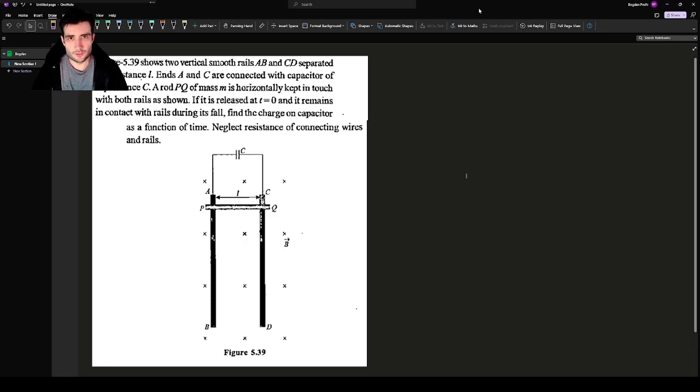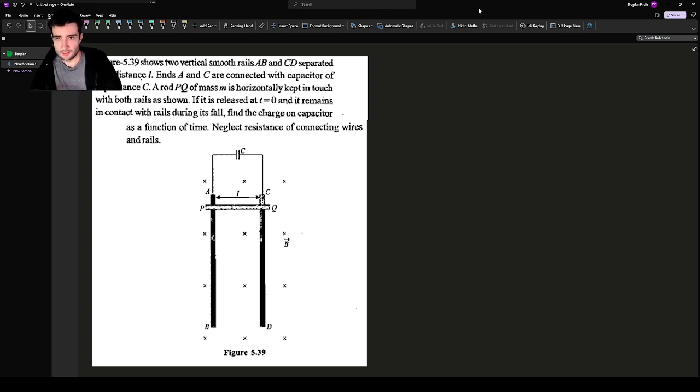Here's another question on electromagnetism. In this case, we're looking at a conductor falling through a magnetic field, and it's also connected to a capacitor. And we'll see what we have to find and how we're going to do it. So let's first read the question and try to understand it.